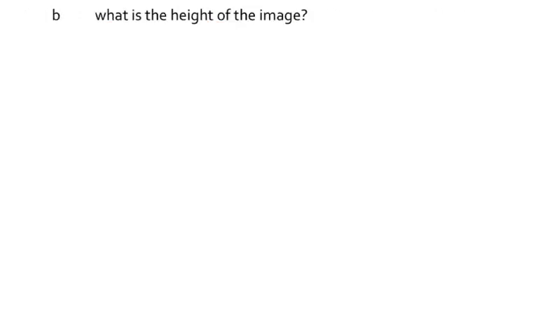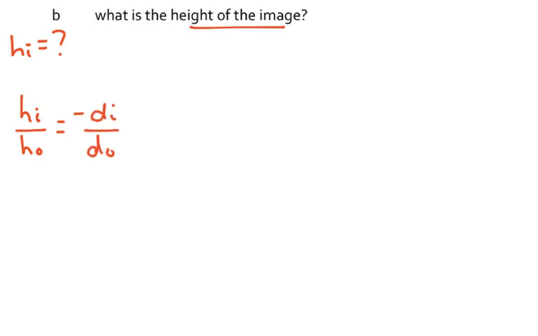Question B, what is the height of the image? So how tall is the image of this candle actually? Height of the image, that is HI. And that is what we want to find out. So to deal with this, we actually need to go to a different equation. That is HI over HO equals negative DI over DO. Now I'm not going to define the variables here. We've already done it in question A. We just need to fill in.